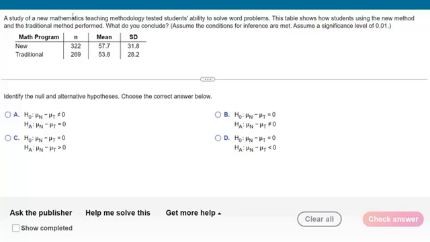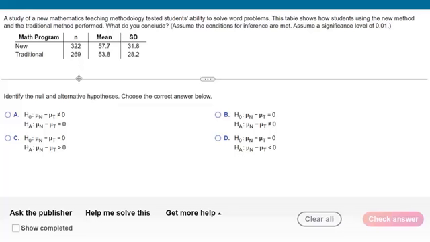A study of a new mathematics teaching methodology tests students' ability to solve word problems. They're comparing how the students using the new method performed against the traditional method. And it asks us to identify the null and alternative hypotheses. The big one you want to look for is the alternative hypothesis. The alternative hypothesis is the one the researchers are really trying to test. Like, what's this whole thing about?